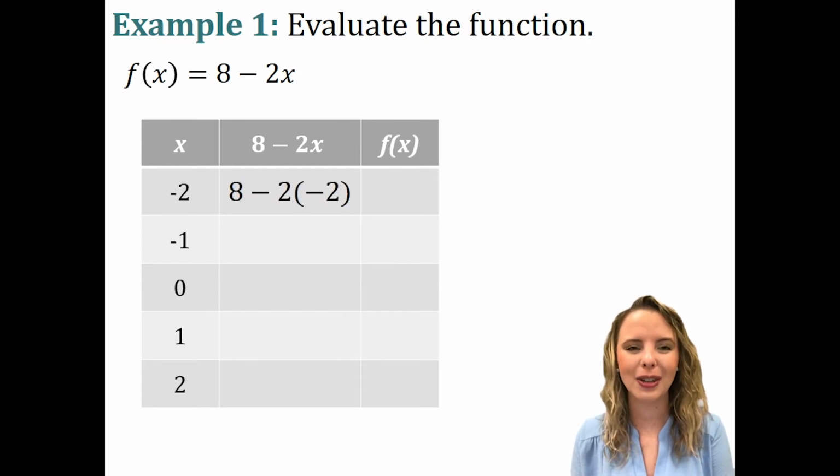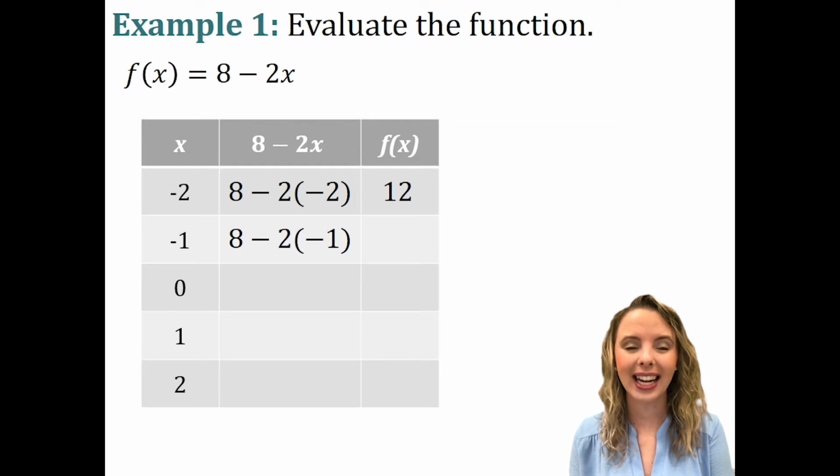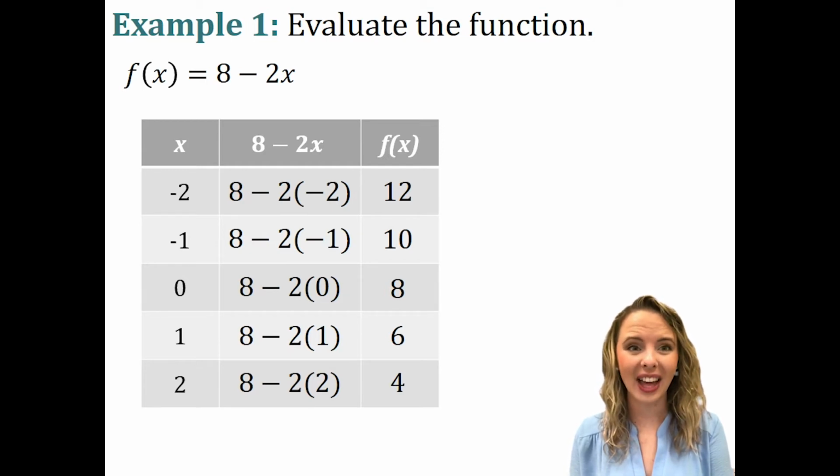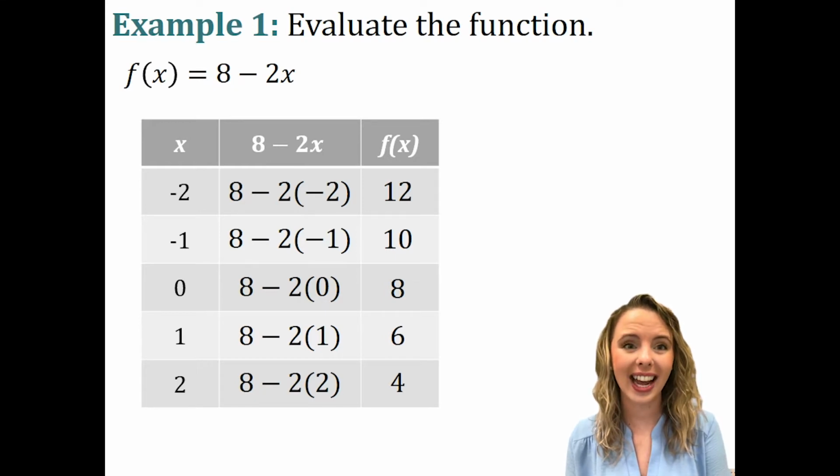8 minus 2 times -2. 8 plus 4 is 12. 8 minus 2 times -1. 8 plus 2 is 10. 8 minus 2 times 0 is 8. 8 minus 2 times 1 is 6. And 8 minus 2 times 2 is 4. So just like that, we have evaluated 8 minus 2x for the values of -2, -1, 0, 1, and 2.